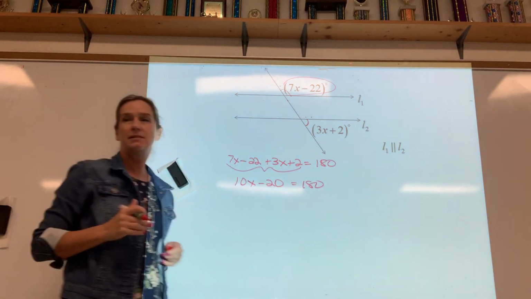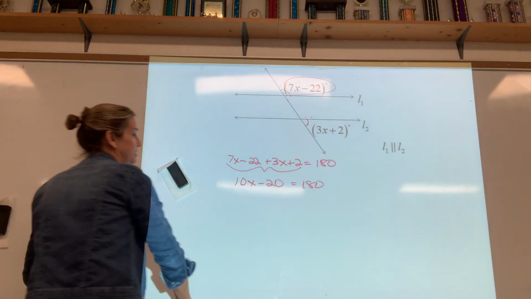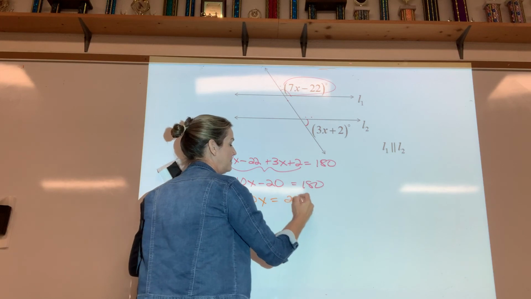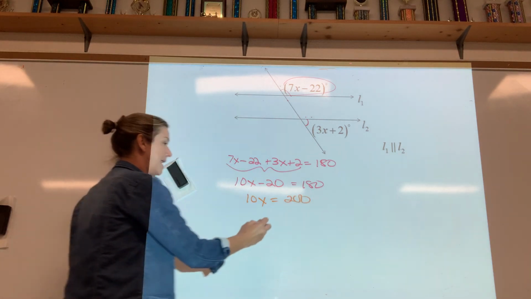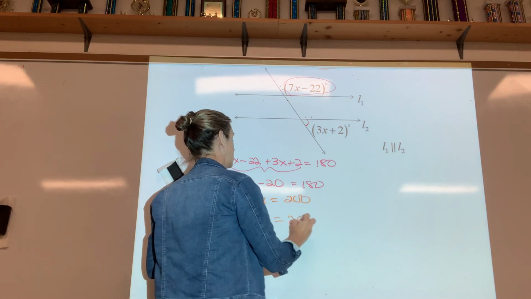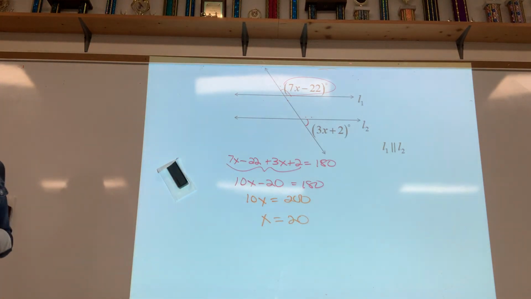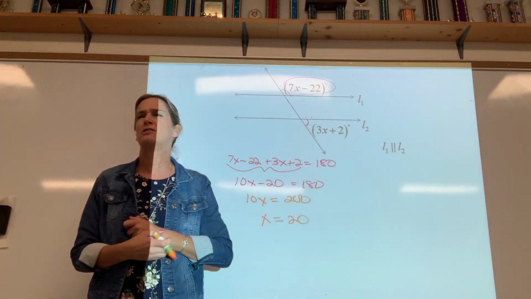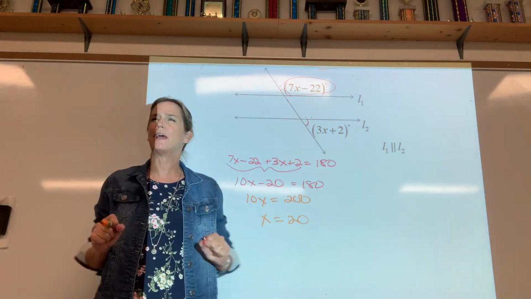All right, so from here, it's the same old, same old. I know you know what to do. Add 20 to both sides, and you get 10x equals what, 200? Divide by 10 on both sides, and x is, say what? 20. And plug it in. Yes, this is definitely not a calculator question, slackers. Don't just assume you need that calculator.